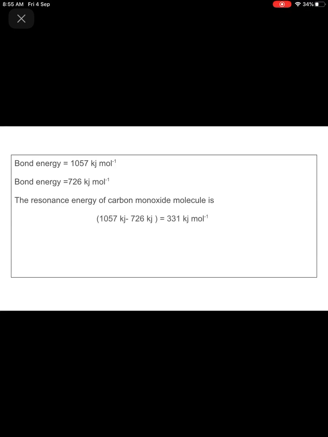The bond energy is 1057 kJ mole inverse, and the bond energy is 726 kJ mole inverse. The resonance energy of the carbon monoxide molecule is the bond energy difference: 1057 kJ minus 726 kJ, which is equal to 331 kJ mole inverse. So this is the resonance energy of the carbon monoxide molecule.